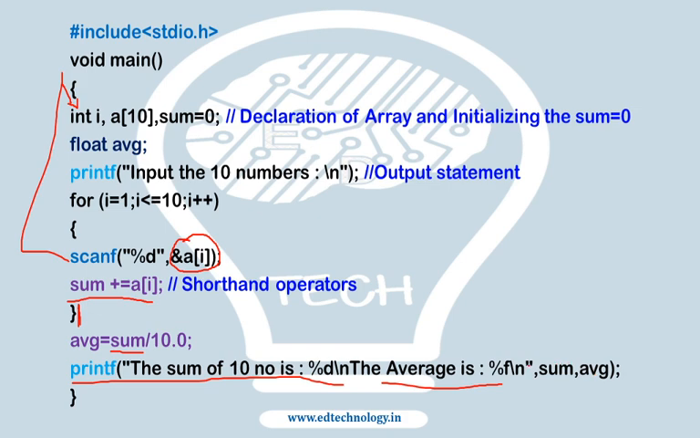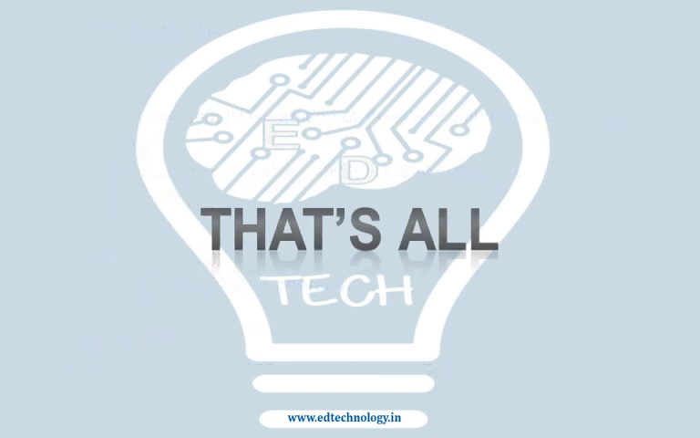So this is how you will be using an array to store 10 numbers, then use that to compute the sum of those 10 numbers, and then use the sum to compute the average. So this is it for this program.